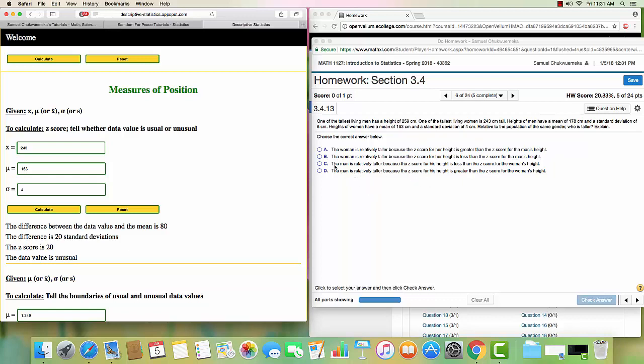Okay, so of course you eliminate options C and D. You look at A and B, you will see that the z-score for her height is greater than the z-score for the man's height. So the option is A.